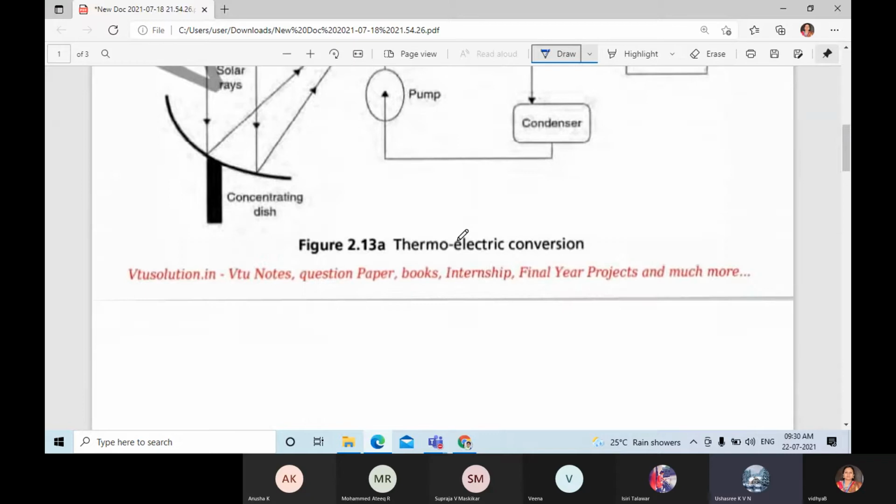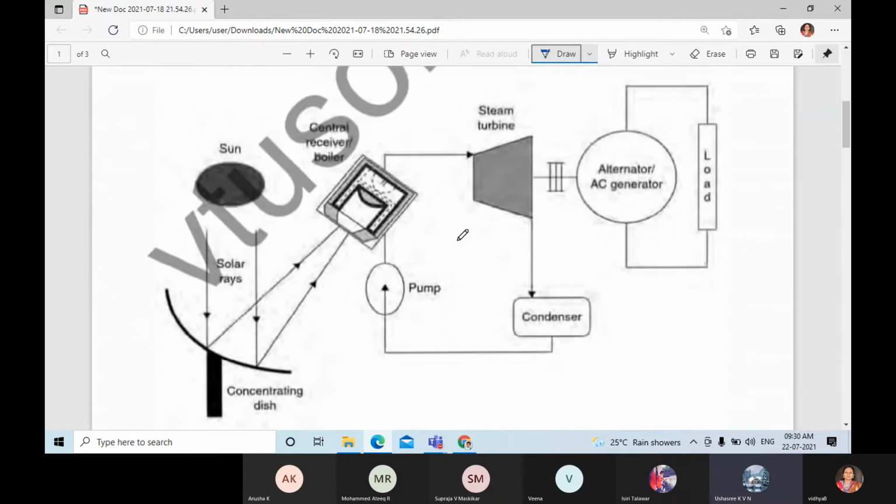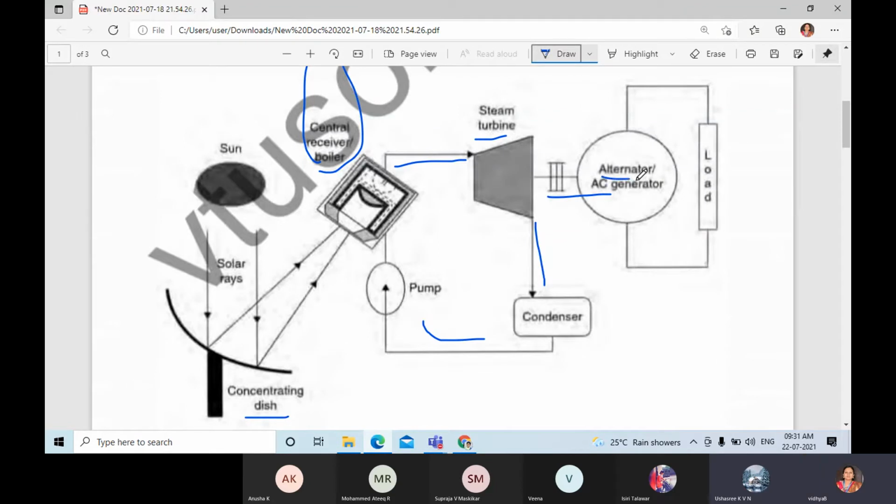First, the rays from the sun fall on the panel called the concentrating dish, and then the rays are reflected to the central receiver of the boiler, and then the steam turbine, and then the turbine condenser and pump, and the cycle repeats. Then the steam turbine sends the energy to the AC generator and unloads the current.